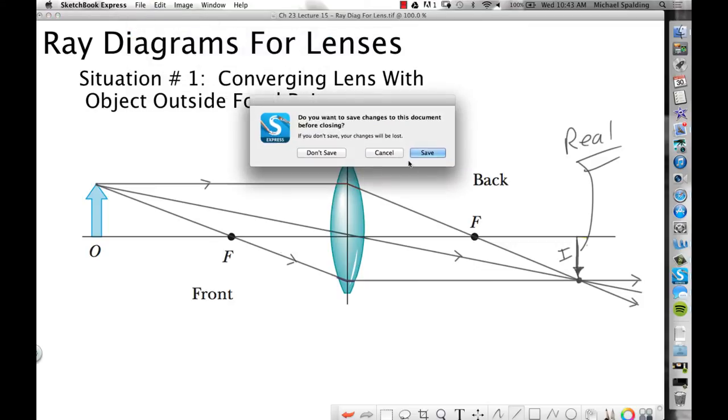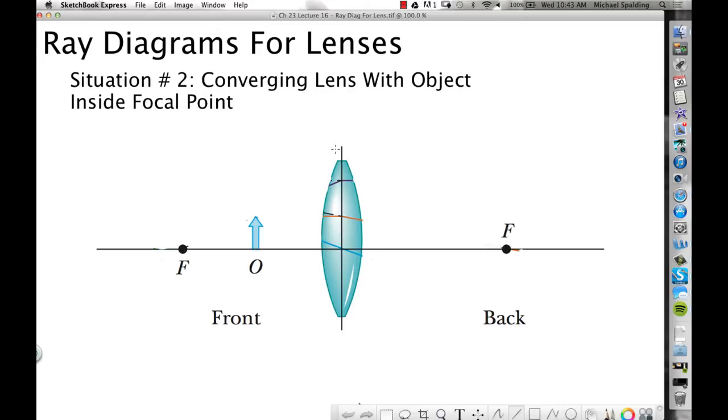Okay. Situation number two. Converging lens, object inside the focal point. So all we did, the object is now closer to the lens, and same rays, man, same rays. So I'll give you like two or three minutes. Okay, ray number one. Parallel. Wait, that's not really parallel. Hold on. From the tip of the object, we go boom. Parallel, put arrows on your rays. Okay. Which focal point, left or right?